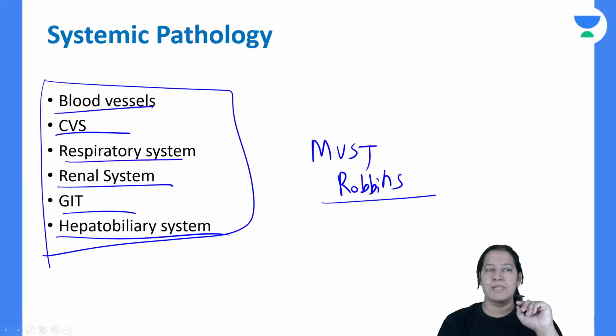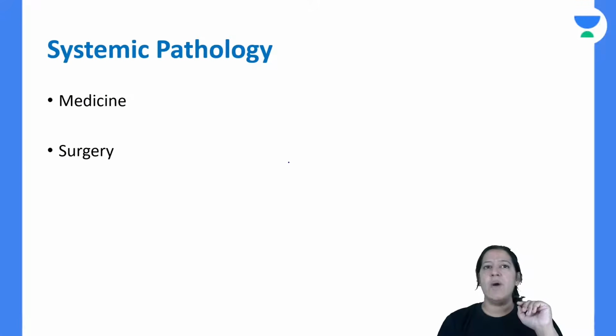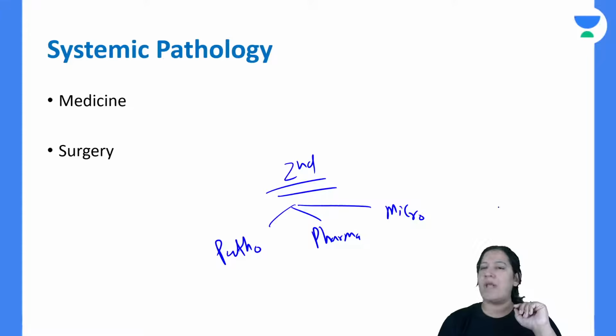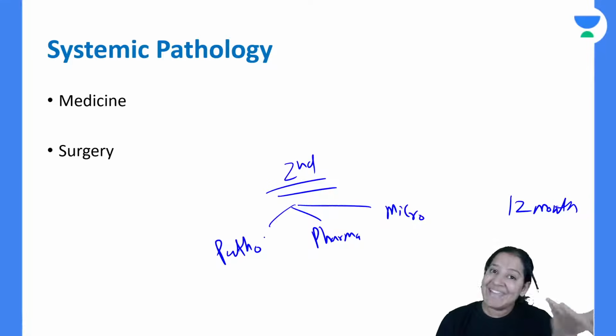Now you have 2 options. In second prof, either you are covering only the second prof subjects, that is pathology, pharmacology and microbiology, in the 12 months, you are doing that only, or the other option, you are integrating the subjects.